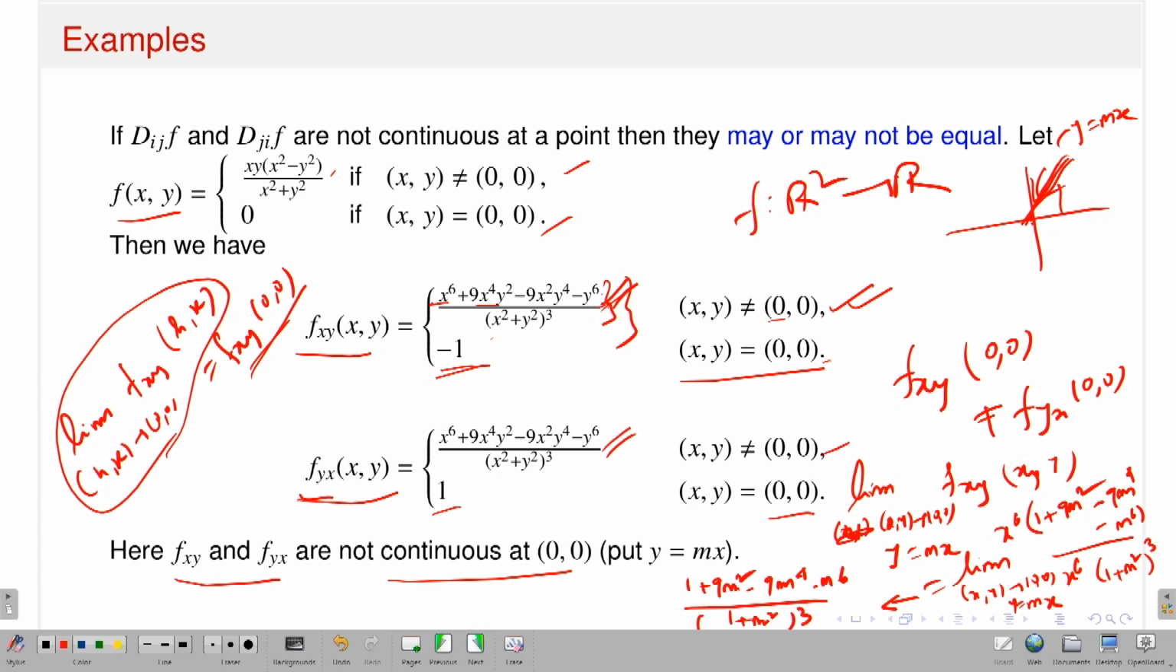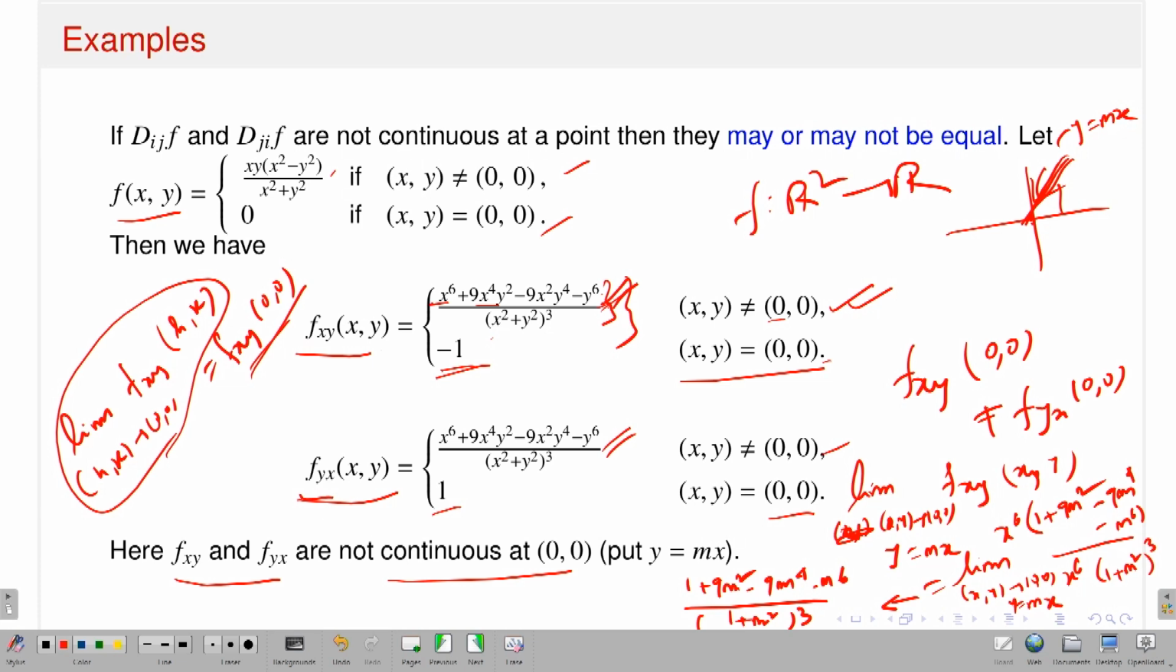This differs for different values of m. So, the limit will be different for different values of m. Therefore, I am approaching the origin along different paths, however, the limit will be different. Therefore, the limit of f(x, y) as (x, y) approaches (0, 0) does not exist. So, forget about the continuity, it will not be continuous.